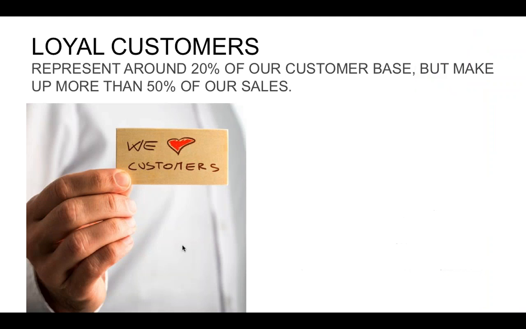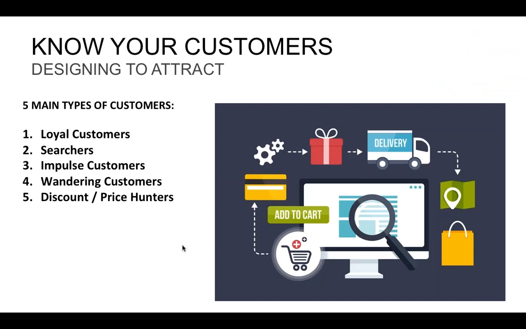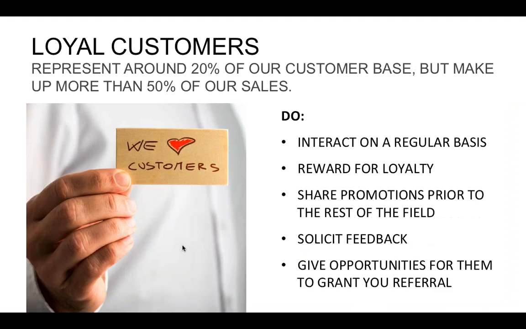So those are your five types of shoppers. I'm just going to go back so we can go through them one last time. One, loyal customers. Two, searchers, or people that have found you via search engines. Three, impulse buyers, people that will buy something if it stands out. Four, wandering customers or browsers, people that need extra clarification and inspiration for checking out. And five, your discount or price hunters.